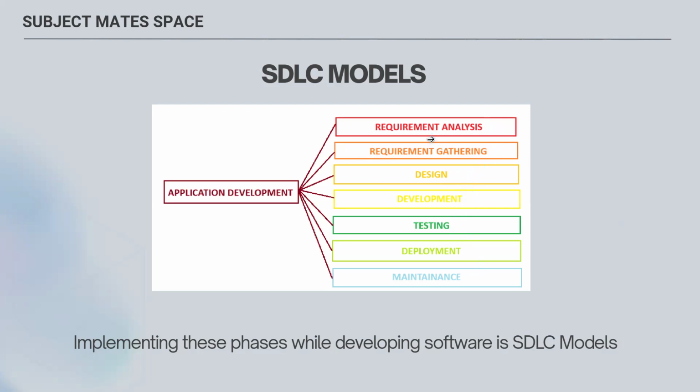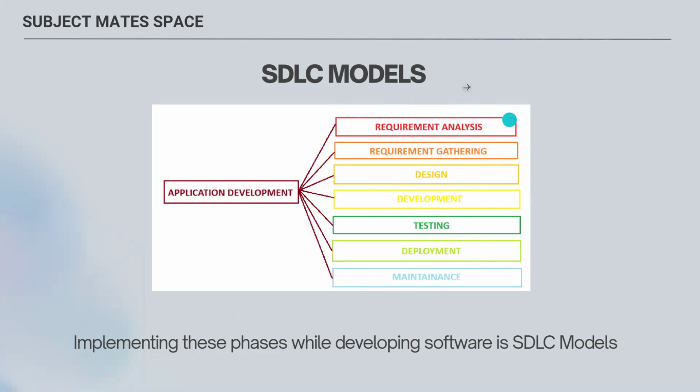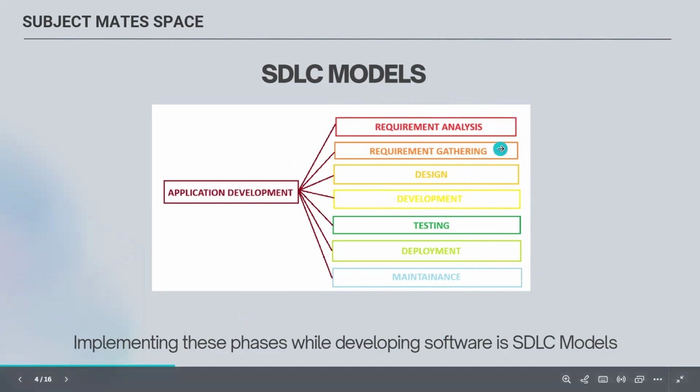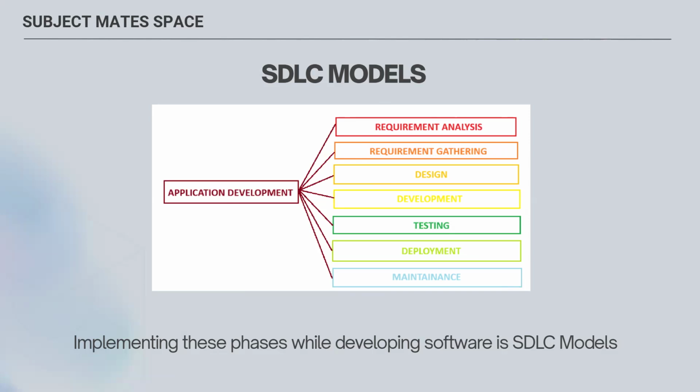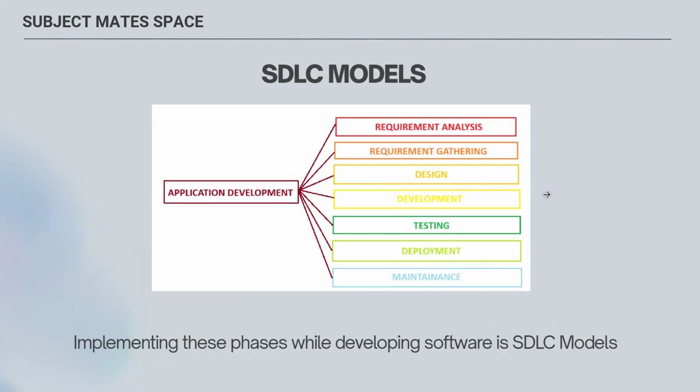But how do we implement it? How do we implement all these 7 phases while developing a software? That is the model. Definition of a model: basically implementing all these phases in a software development project is called a software development lifecycle model. Okay, got it? You can just take a screenshot.